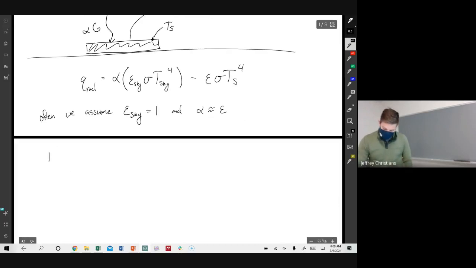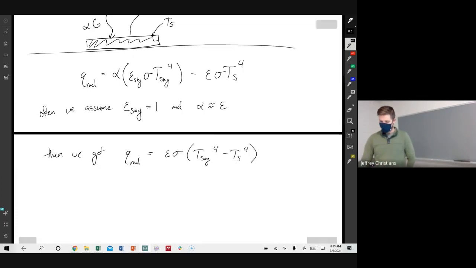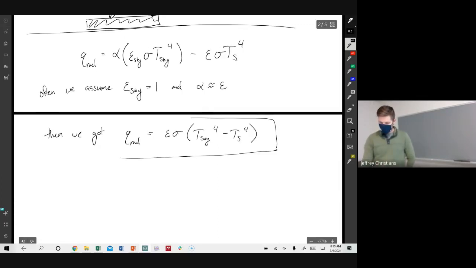Then we get Q radiation equals epsilon sigma. So this is probably the equation. If you look in your book, this is the one that you'll most often see. But really, it's a simplification of a little bit more complex picture.